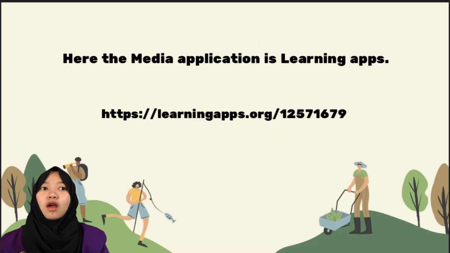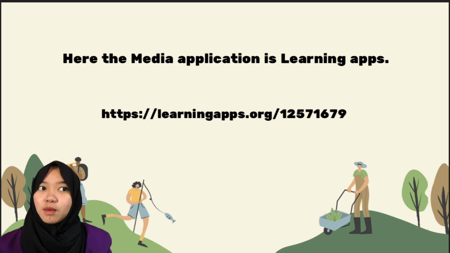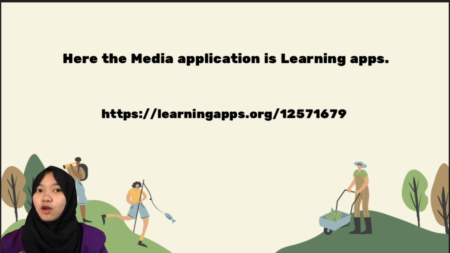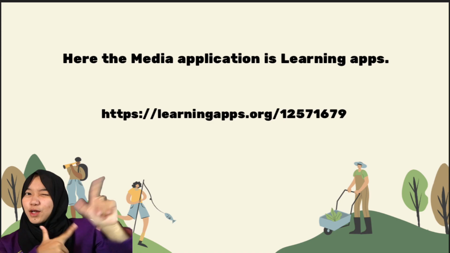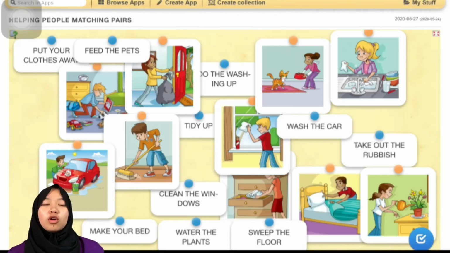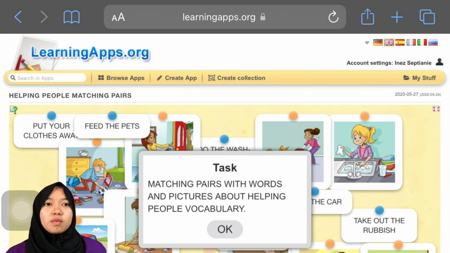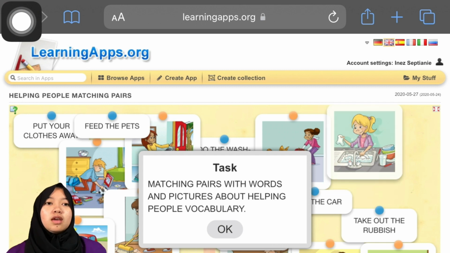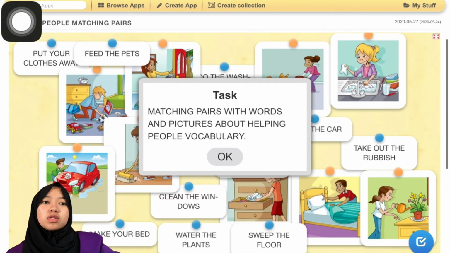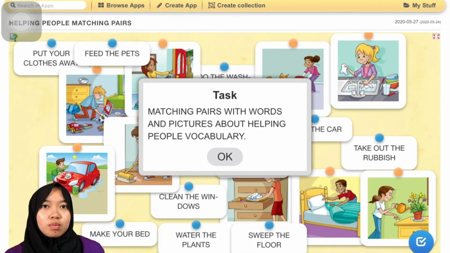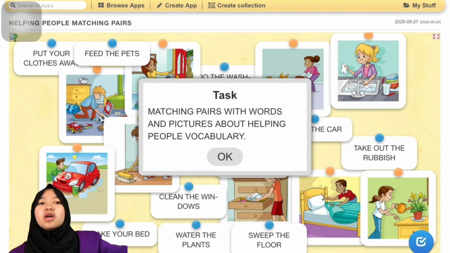Okay, here the media application is Learning Apps. We will do an exercise with vocabulary games. This vocabulary game is about helping people, matching pairs. Okay, next, check it out. Here, the vocabulary game is ready. And first, you open the Learning Apps website. Text matching pairs with words and pictures about helping people vocabulary. Okay?